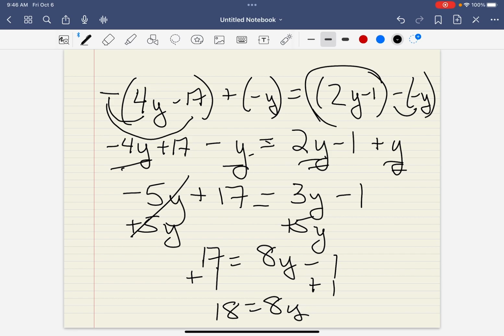Okay. So then we divide both sides by 8. And we reduce 18 over 8, so y would be equal to 9 over 4.